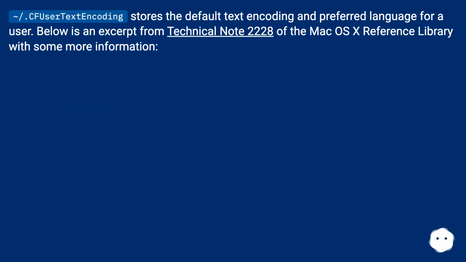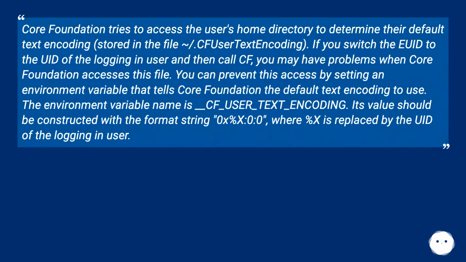/.CFUserTextEncoding stores the default text encoding and preferred language for a user. Below is an excerpt from Technical Note 2228 of the Mac OS X reference library with some more information. Core Foundation tries to access the user's home directory to determine their default text encoding, stored in the file /.CFUserTextEncoding. If you switch the UID to the UID of the logging in user and then call CF, you may have problems when Core Foundation accesses this file. You can prevent this access by setting an environment variable that tells Core Foundation the default text encoding to use.